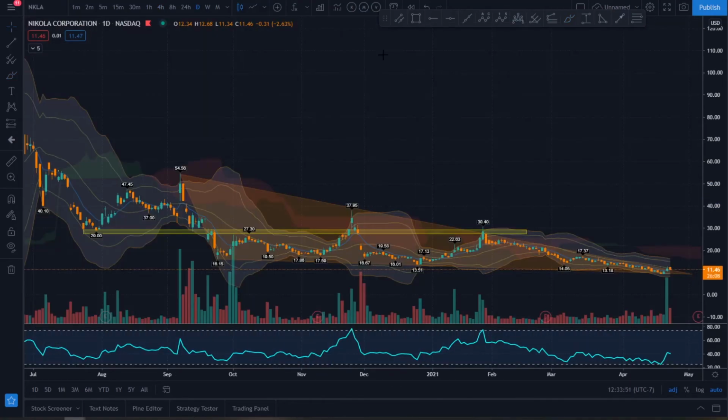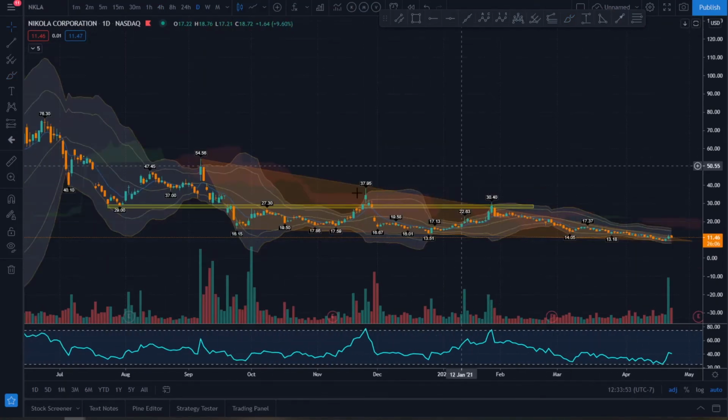So for example, let's take a look at Nikola from September 2020 to April, which is now April 2021. This falling wedge has been happening the entire time, but notice that there has been no bullish divergence yet on the daily. So it continued down.